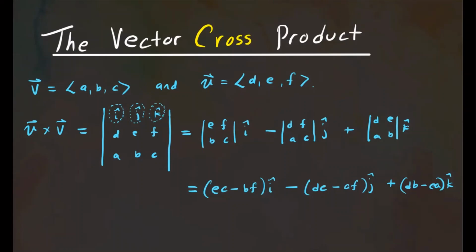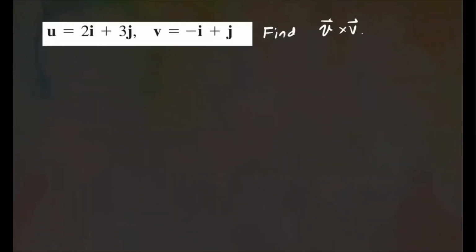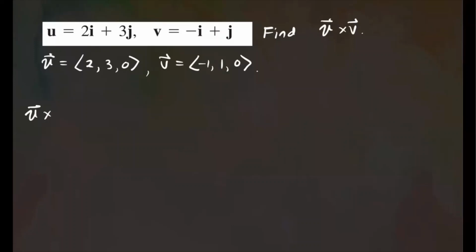Now let's see how we can perform this with an actual vector U and V. Here we're given 2 vectors U and V, and we're going to find the vector U cross V. U, you can also write component-wise. For example, you can write this as 2, 3, 0, since k is not here. And for the vector V, its components will be -1, 1, and 0. So there you have it. And now we're going to perform U cross V.